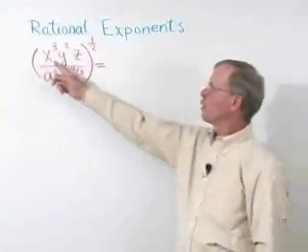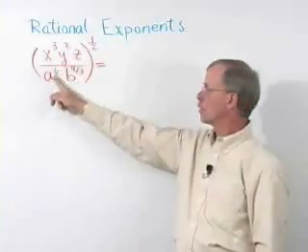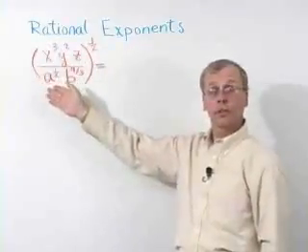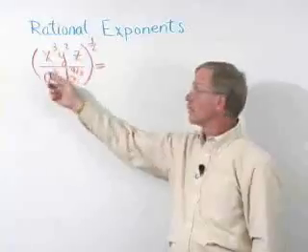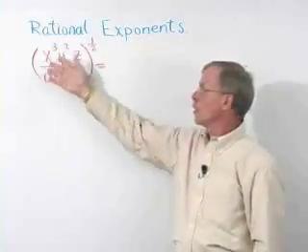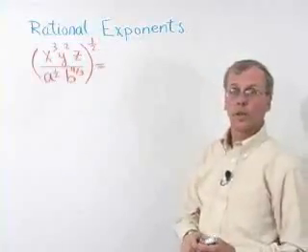When we look at this problem, x to the third y squared z over a to the 1/2 b to the 4/3, we might look inside the parentheses first to see if there's anything simplifying we can do. But there is none. There are no common factors above and below. There are no operations to do there. So we'll simply have to raise this whole fraction to the 1/2 power.